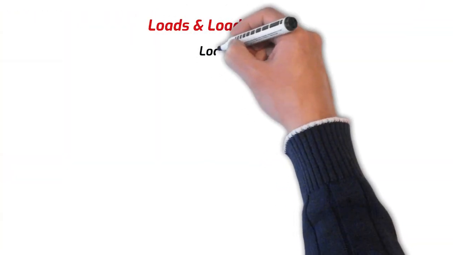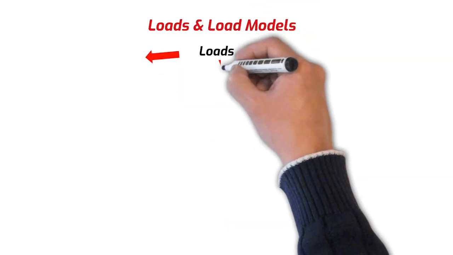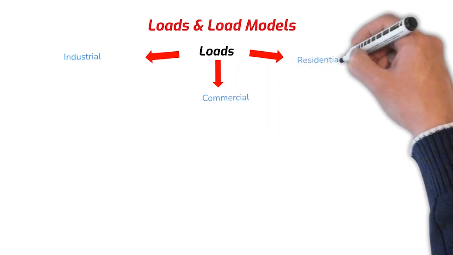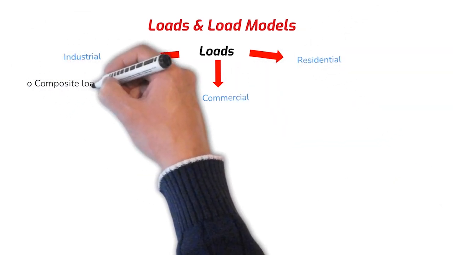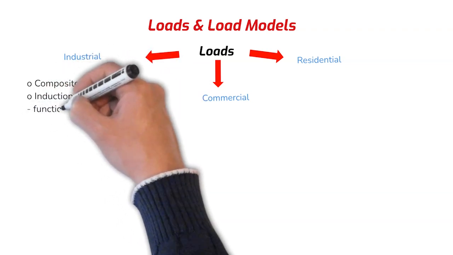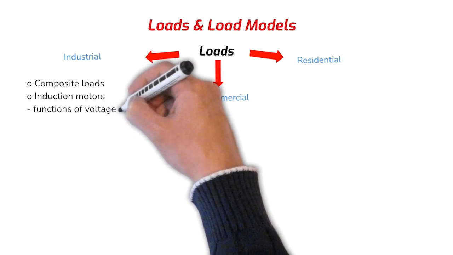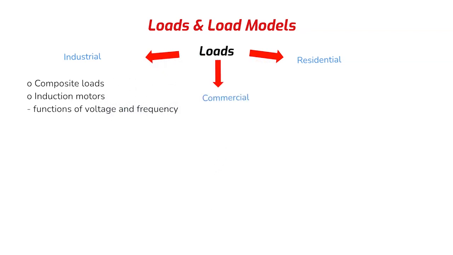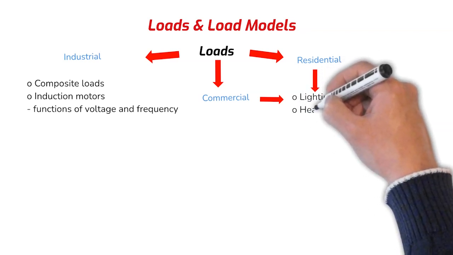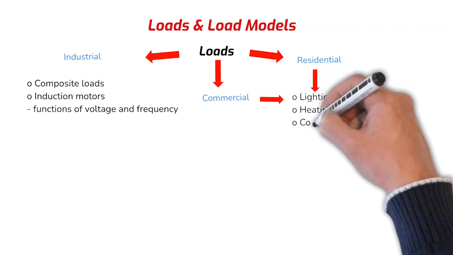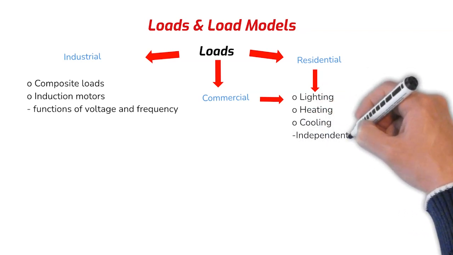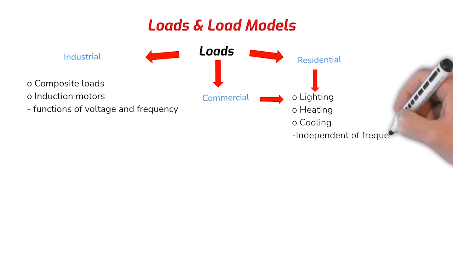Loads of power system can be divided into mainly three categories, which are industrial, commercial, and residential. Industrial loads account for composite loads and induction motors, which are functions of voltage and frequency and perform a major part of the system load. Commercial and residential loads consist of lighting, heating, and cooling. These loads are independent of frequency and consume a negligible amount of reactive power.